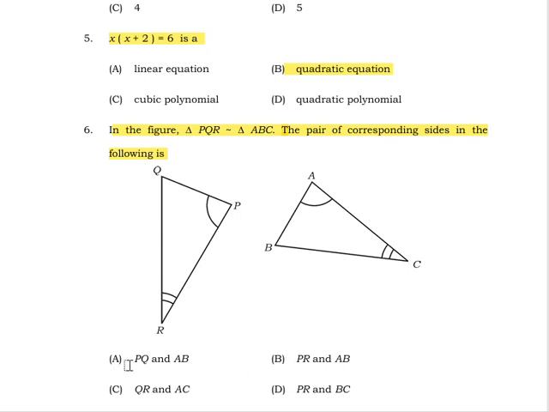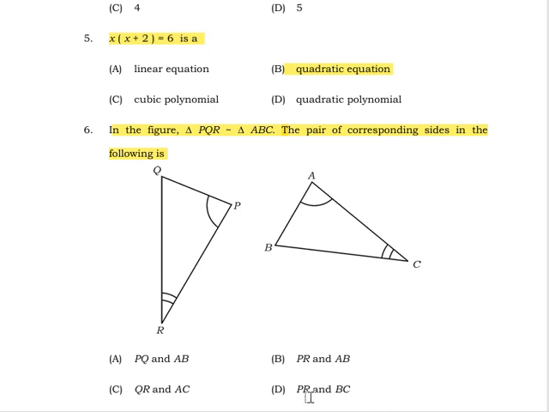So here you observe PQ and AB are the corresponding sides. Yes, they are corresponding sides because these two are corresponding triangles. So PQ corresponds to AB, and they are given PR and AB. Is PR and AB corresponding sides? No. This PR corresponds to this AC. You observe the angles, you'll get an idea. So next one is QR and AC. Are QR and AC the corresponding sides? No. QR corresponds to BC.